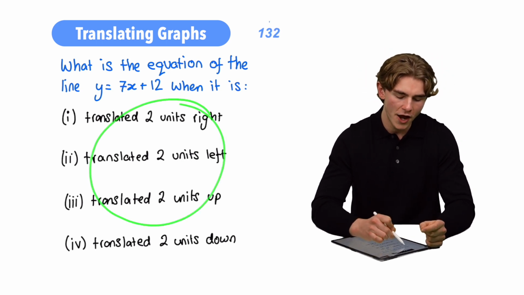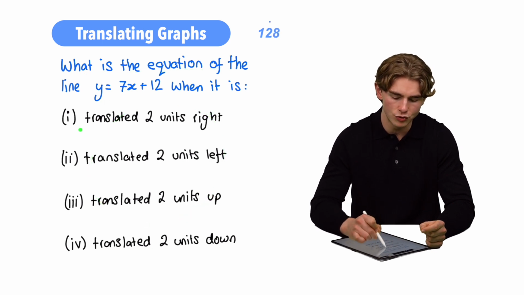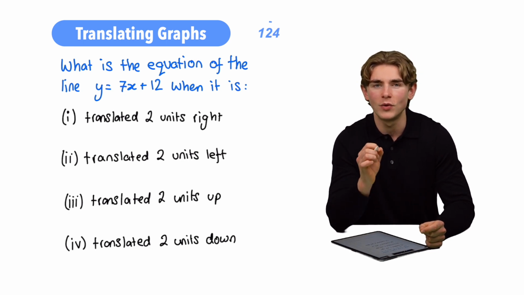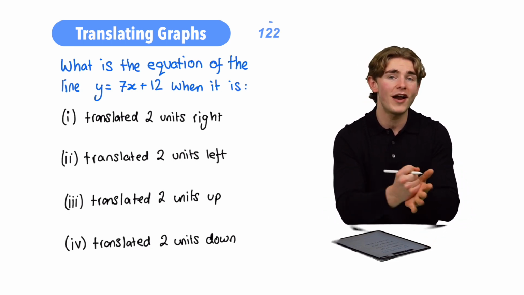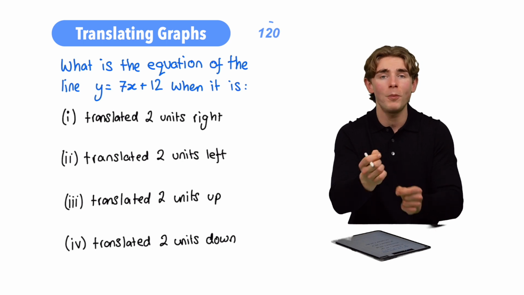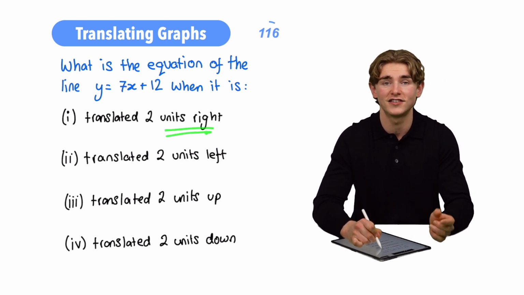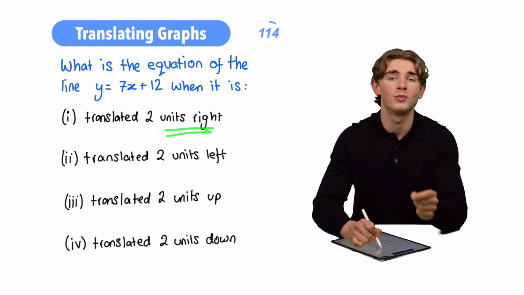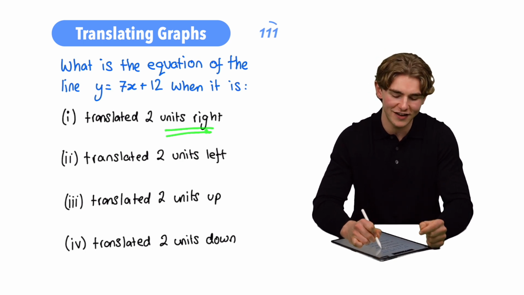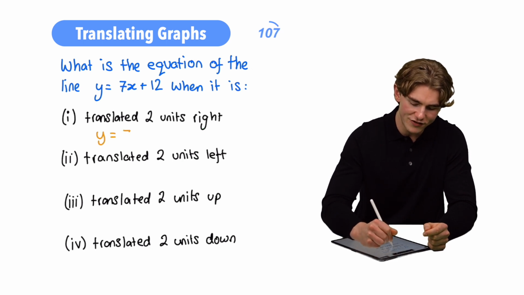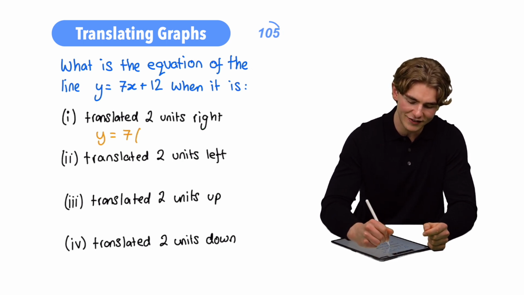What is the equation of the line y equals 7x plus 12 when it is firstly translated 2 units right? Guys, when we translate a graph in the X direction, we make the change to the equation directly to the X, and we do the opposite to what we would expect. We're moving positively in the X direction. We're moving to the right. So we're going to subtract 2 from the X in our equation, and we're going to be left with y equals 7 times X minus 2 plus 12.